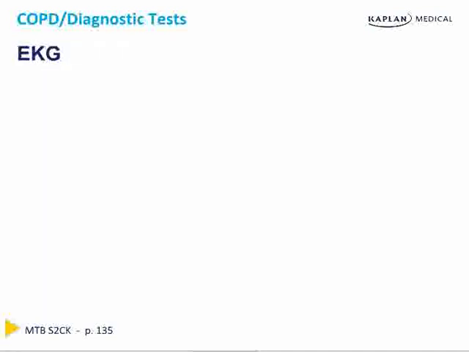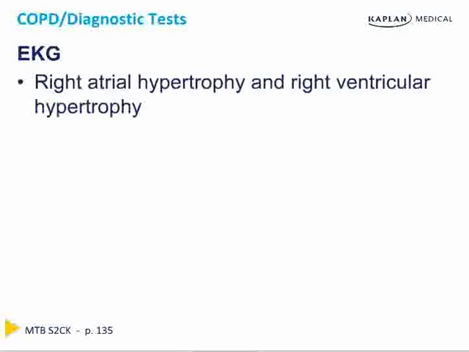In terms of cardiac testing for patients with COPD, both the EKG and the echocardiogram can be useful. As we'll discuss in a future lecture, patients with certain types of lung disease are prone to develop pulmonary hypertension. As you can imagine, chronic pulmonary hypertension is going to result in increased afterload on the right side of the heart, and both the right ventricle and the right atrium are going to hypertrophy and dilate over time. The EKG will show right atrial hypertrophy as well as right ventricular hypertrophy.